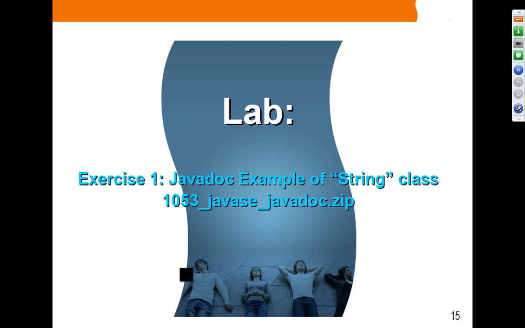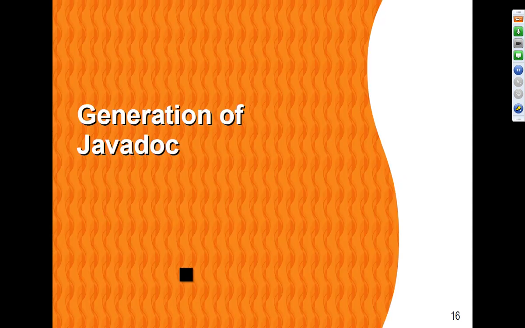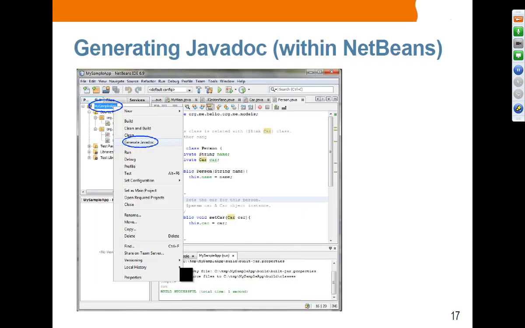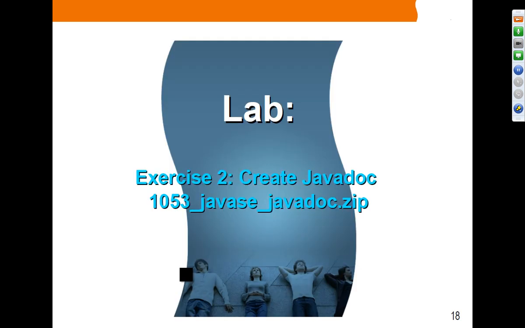All right, so let's try exercise 1. Exercise 1 is basically: I'm going to finish up the presentation and then explain the hands-on lab, and I'll give you maybe 10 minutes altogether. So let's move on. The next one is generation of Javadoc from your own Java application. All you have to do within NetBeans is right-click it, and then select Generate Javadoc. And of course, this assumes that you have added all these tags to your code. Okay, so that's exercise 2.